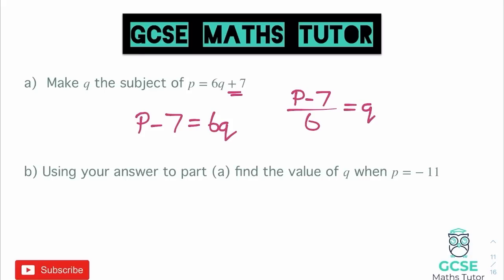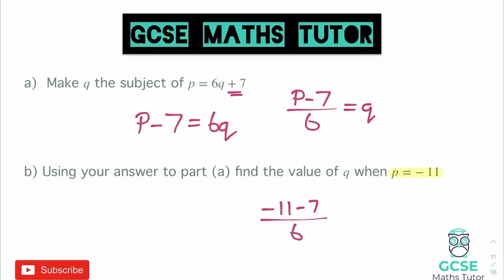So we've already got q is equal to p minus 7 over 6. So all we need to do is substitute p is equal to -11 into our rearranged formula. So if we put that in, we've got -11 take away 7, and all divided by 6 will be equal to q.